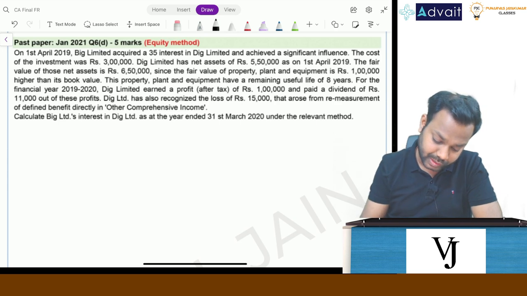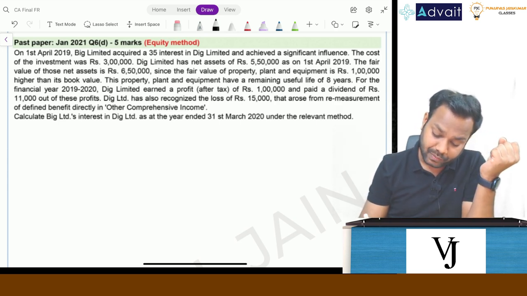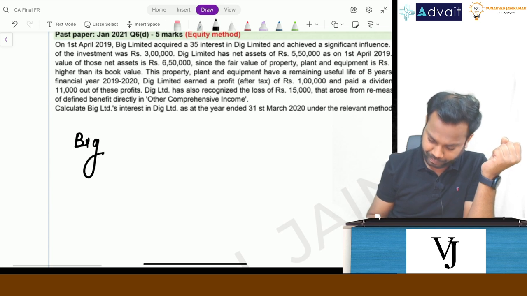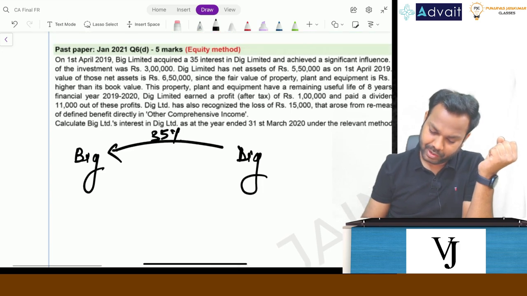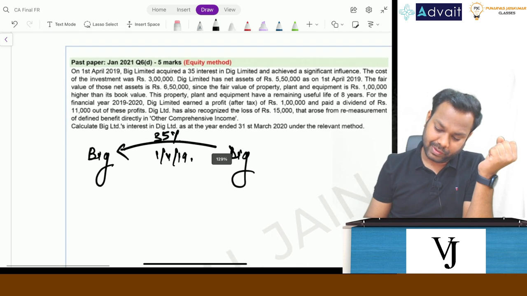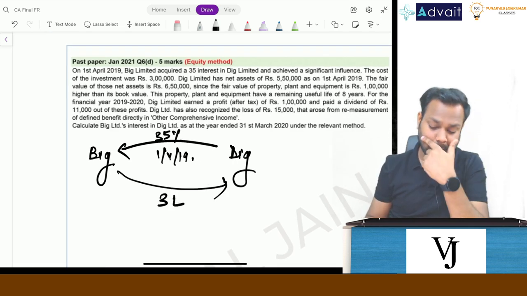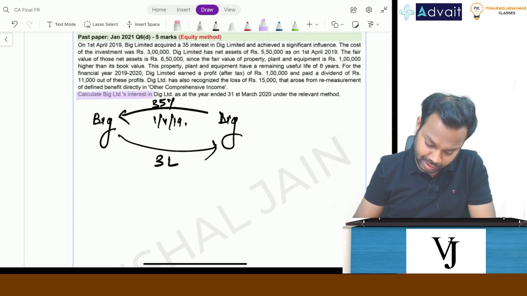So the question says, on 1st April 19, Big Limited acquired 35% interest in Dig Limited, and achieved a significant influence. The cost of the investment was 3 lakhs. Now, what is the requirement? Calculate Big Limited interest in Dig Limited.